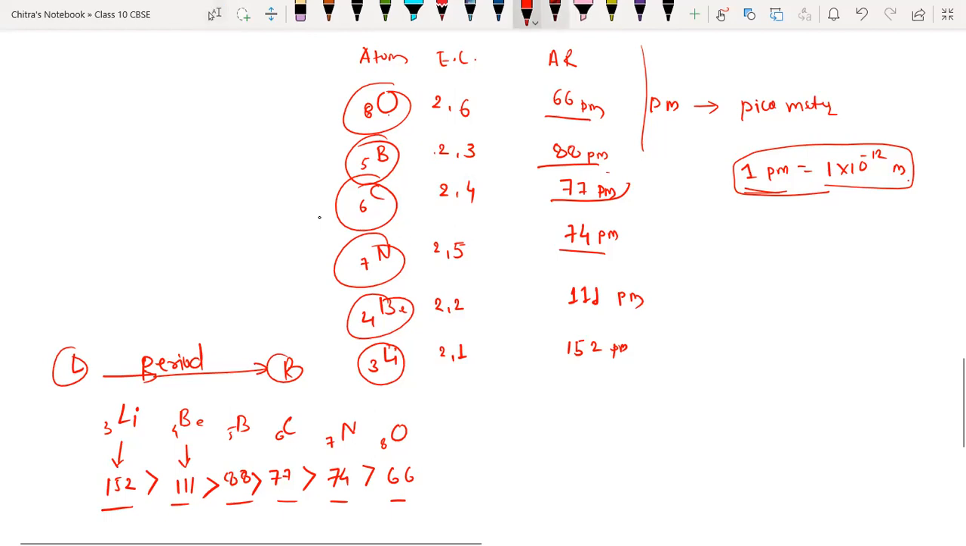Now we will discuss for group also. So here we have lithium. Lithium has atomic number 3. I'm just writing its atomic radius, which is 152. We already discussed 152. After lithium, we have sodium. Sodium has atomic number 11 and its atomic radius is 186.